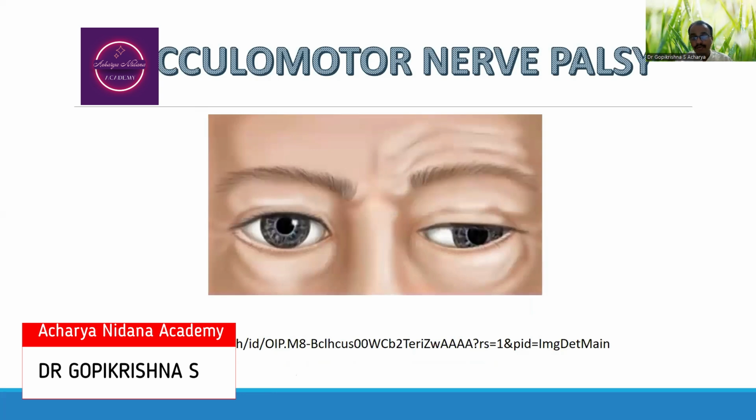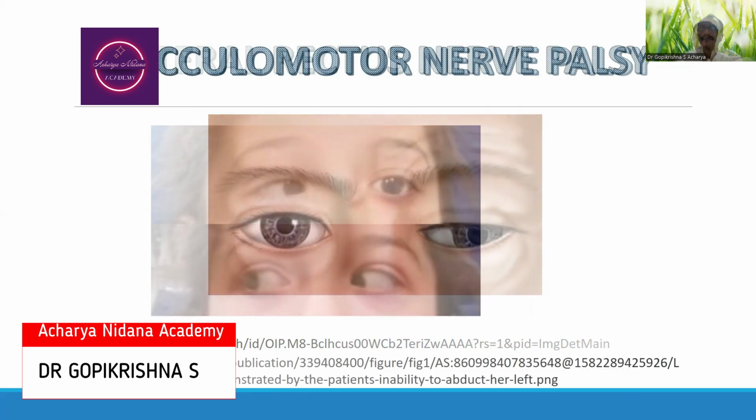This is indicative of oculomotor neuropalsy, wherein ptosis of the eyelid is seen on the left side, whereas the right side is normal. So when you see this, the upper eyelid is a little bit occluding the pupil. This is an indication of oculomotor nerve palsy.